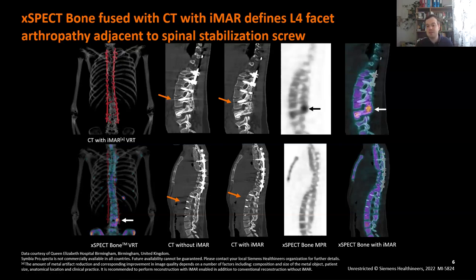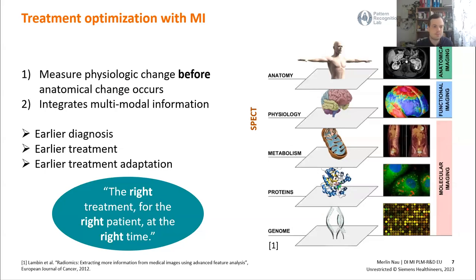So this is one scenario where we use our functional imaging techniques to actually improve the patient outcome. And this functional imaging, what I just said, measures the physiological change before the anatomical change occurs. And this ideally leads then to an earlier diagnosis, an earlier treatment, an earlier treatment adaptation, such that we have the right treatment for the right patient at the right time.